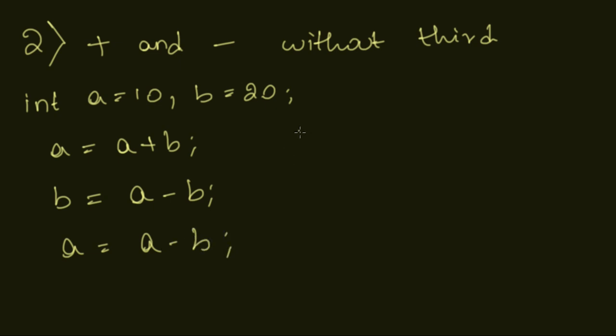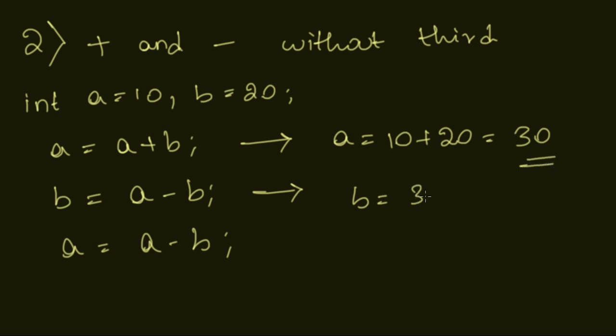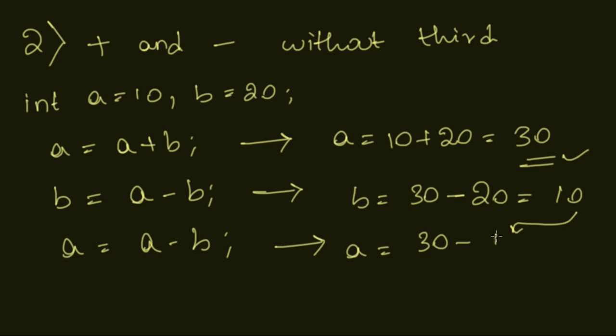Let's see how this is going to work. In this step, the value of a will be 10 plus 20, that is nothing but 30. In this step, the value of b will be, a value is 30 now, so 30 minus b value 20, so it becomes 10. Now in this step, a value is 30 from here, so 30 minus b value 10, so we get 20. So after the execution of all these three steps, a value is 20 and b value is 10. So the values are swapped. This is the second way of implementing swapping two numbers.